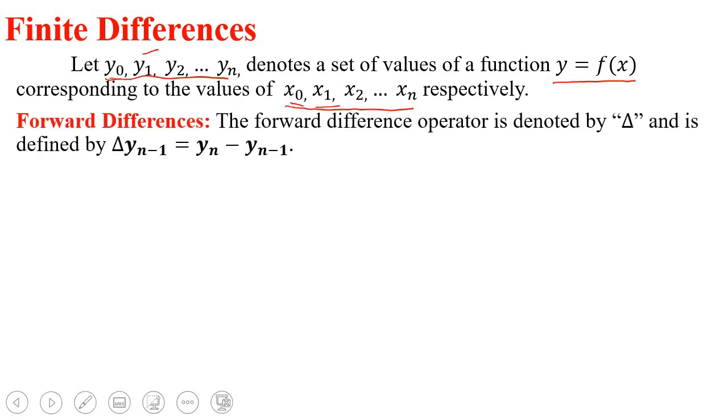Now, I will define what forward differences are. Delta represents the first order forward difference. So this is the notation for forward differences, and it is defined by delta y(n minus 1) is equal to yn minus y(n minus 1).